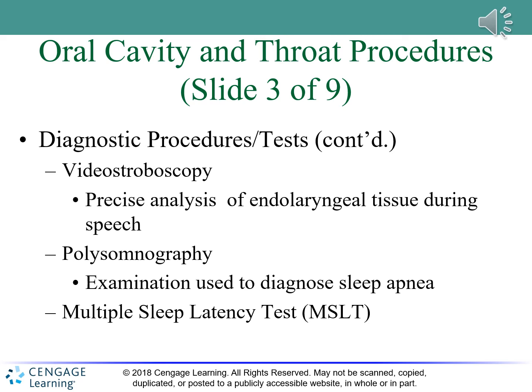Under video stroboscopy, it says video stroboscopy is used for precise analysis of endolaryngeal tissue during speech. The strobe equipment is introduced into the larynx via a flexible laryngoscope. And laryngoscope, that laryngo is a combining form, that just means larynx.